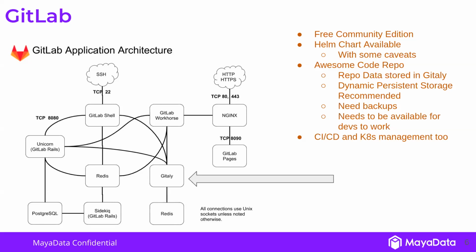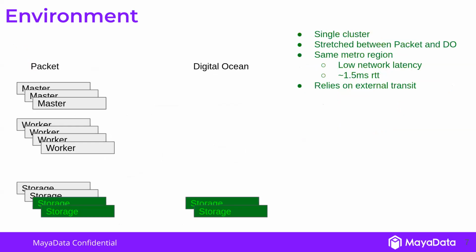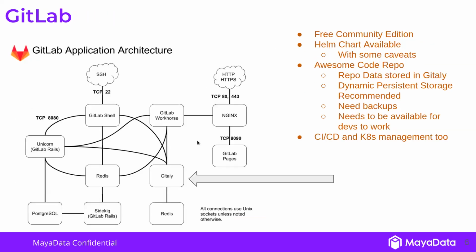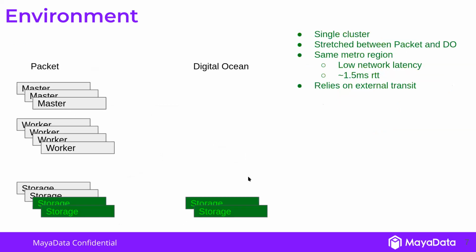They recommend that you use dynamic persistent storage when you're deploying in Kubernetes. And because of the contents, it's clear that they need backups, and that availability is critical for your developers to be able to work. So we're going to be focusing on this component here with the big arrow in it.